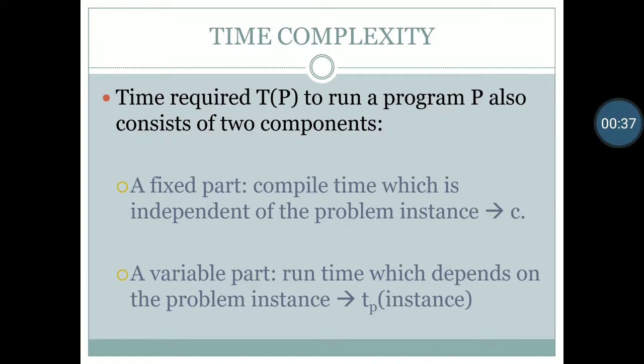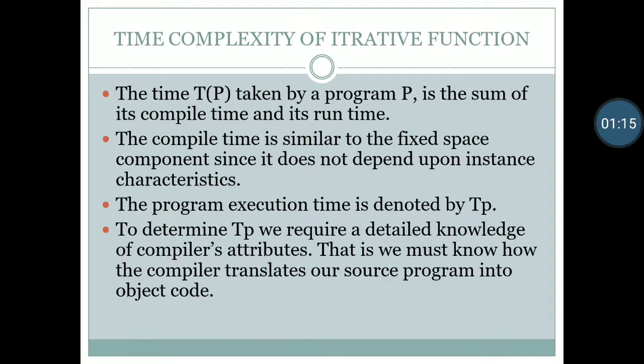In time complexity there are also two parts, a fixed part and a variable part, just like in space complexity. The fixed part is the compile time, which is independent of the problem instances. This is denoted by C. The second, variable part depends on the run time, which depends on the problem instance. So our total time will be C plus Tp.